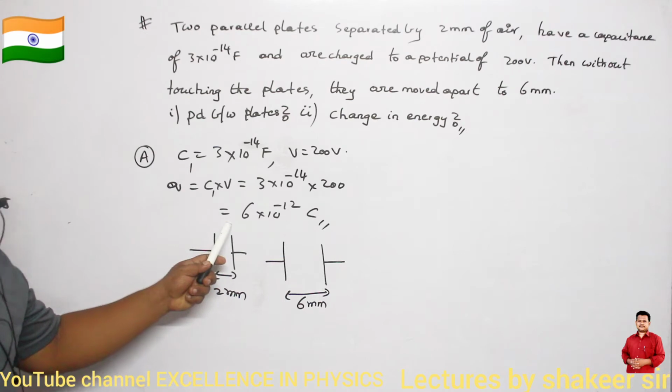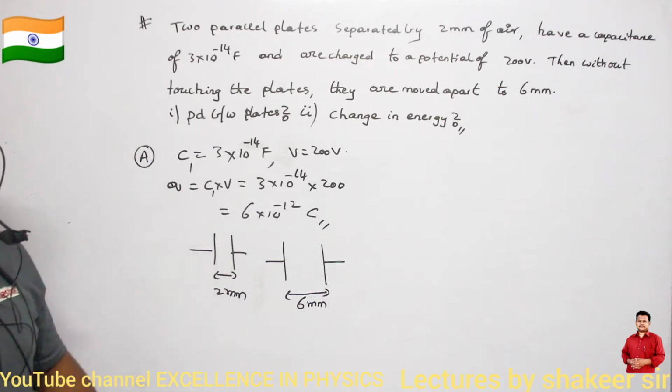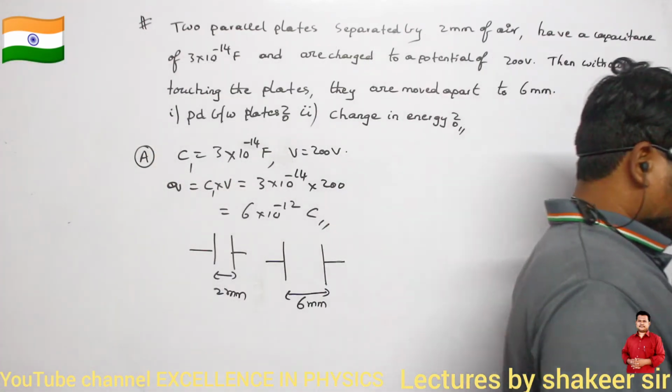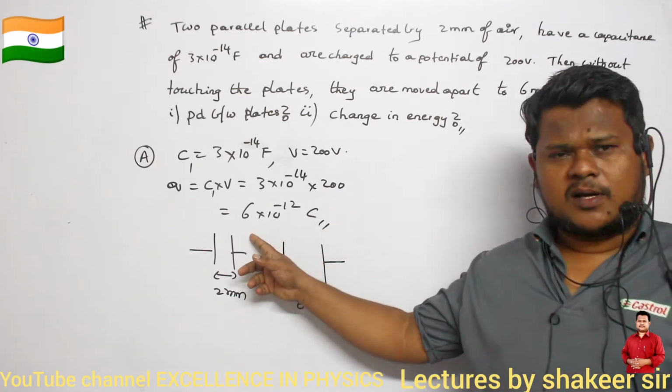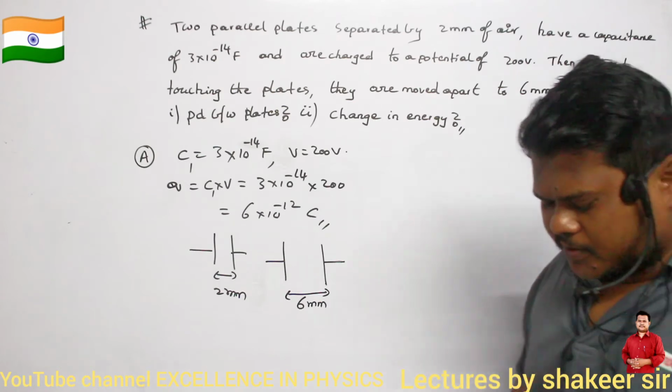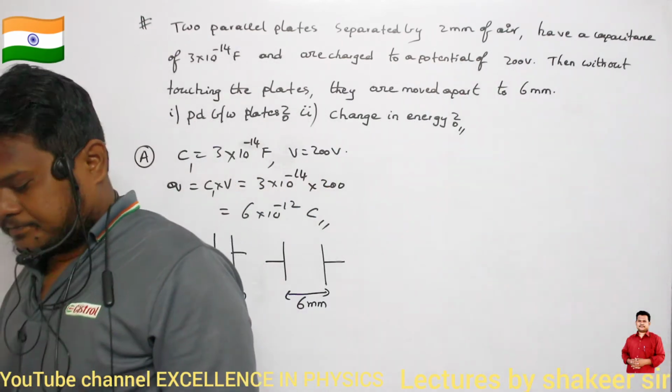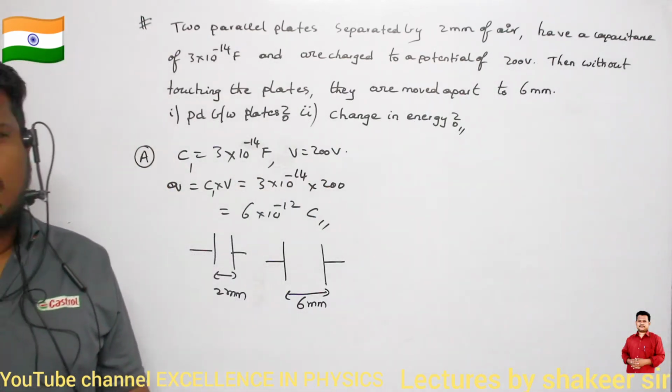Initially this much amount of charge was present. After separation, how much amount of charge will be present? Can you see? Less than 3 into 10 power minus 12 or greater than 6 into 10 power minus 12? Come on.